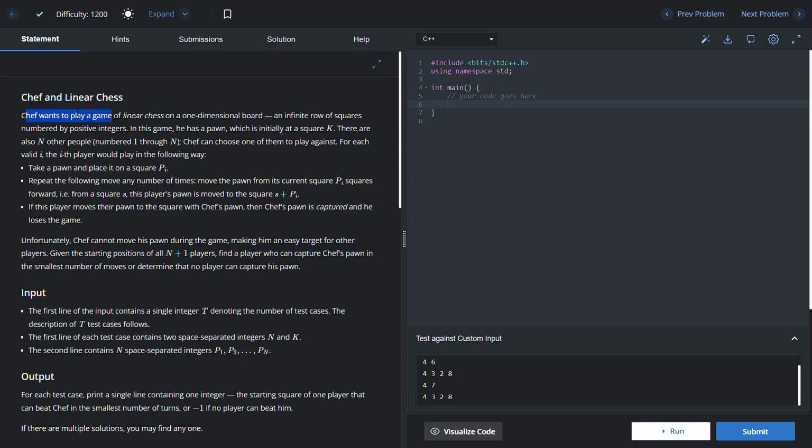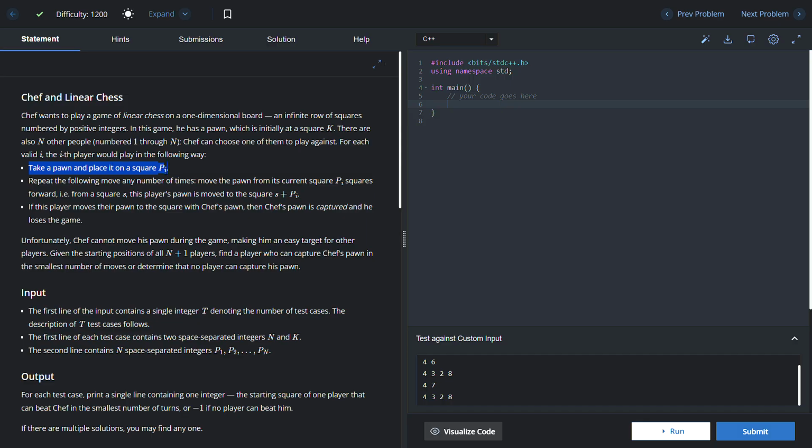Chef wants to play a game of linear chess on a one-dimensional board, an infinite row of squares numbered by positive integers. In this game, he has a pawn which is initially at square k. There are also n other players numbered from 1 to n. Chef can choose one of them to play against. For each valid i, the ith player would play the following way: take a pawn and place it on a square of pi.